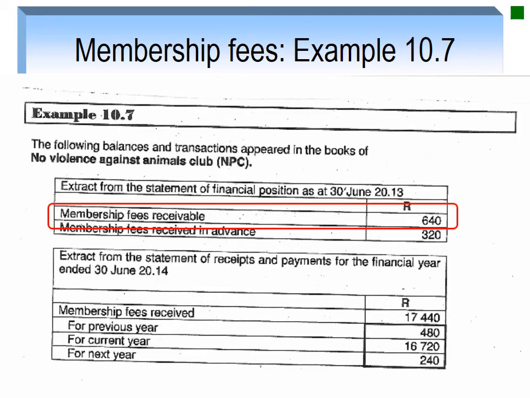So you will see in the question, at the end of last year, these were the debtors. They owed us money, 640. That was the amount that we raised as income that hadn't yet been paid. And then during the current year, we received 480 of membership fees that were amounts received for the prior year. So here you can see 640 was owing, but we only received 480, which gives us the difference of 160 that has to be written off because it was never paid.